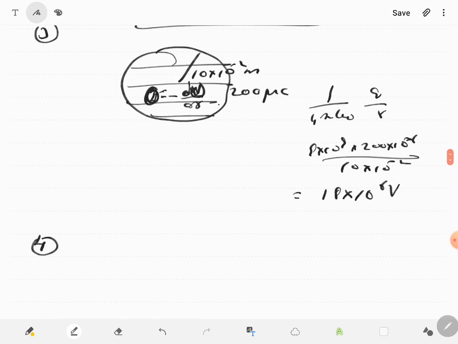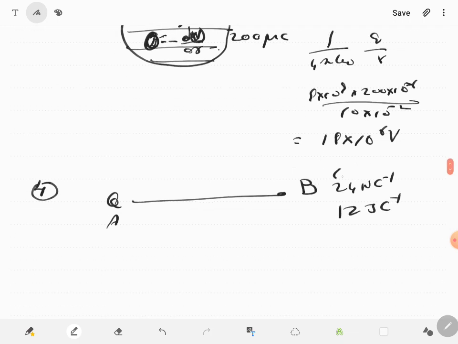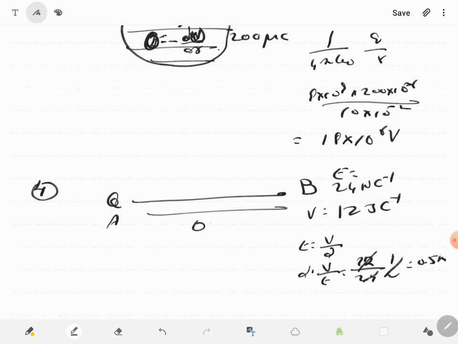Let's go to the fourth example. The electric field intensity at a point B due to a point charge Q kept at A. It's been given that the electric field is 24 Newton per coulomb, and the potential at that point is also given, 12 joule per coulomb. This is the electric field E and this is V. E is equal to V by d, so d is equal to V by E. So it's 12 by 24, 1 by 2, which is 0.5 meters. Thus you get this distance to be 0.5 meter.